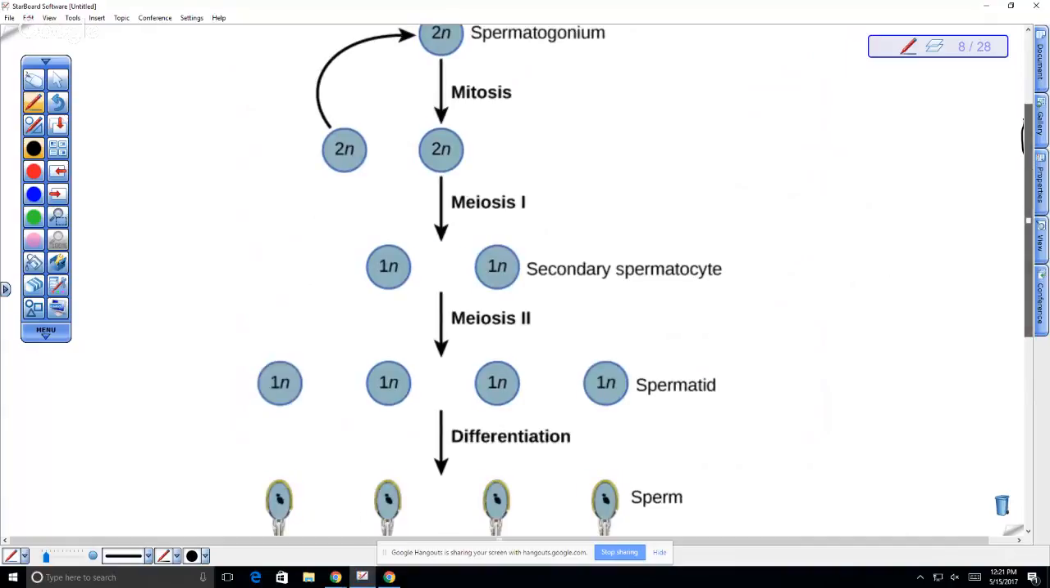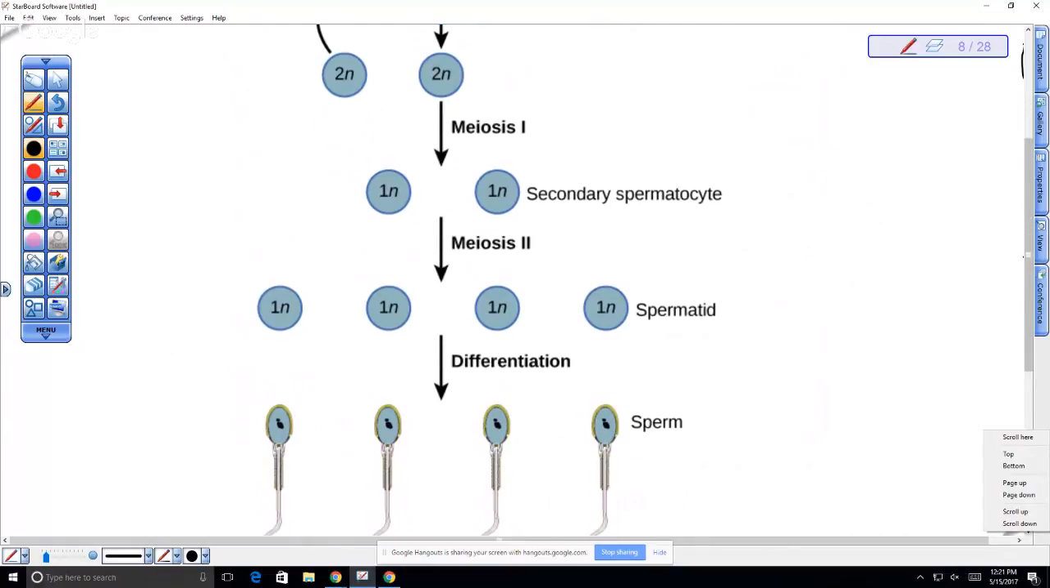So you do not need to know the names of these. Spermatogonium is the diploid cell, and after meiosis 1, it's called the secondary spermatocyte. You don't need to know the names, okay? The sperm are just very small, have flagella, and have specialized mitochondria that power them. The sperm are stored in the epididymis, and upon ejaculation, they move up into the body cavity, picking up nutrients and other things before they are ejaculated.